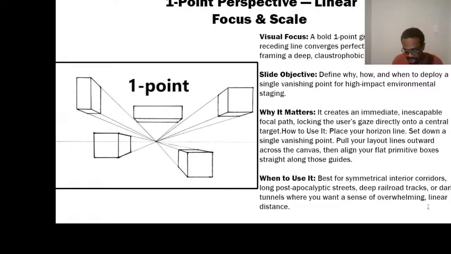And then of course, when to use it. Best for symmetrical interior corridors, long post-apocalyptic streets, deep railroad tracks, or dark tunnels where you want a sense of overwhelming linear distance. And just to clarify, the 1 point perspective doesn't always have to be in the middle. You can technically drag the vanishing point to your right, if you try and get it at a really good angle, or to the left. So keep that in mind.